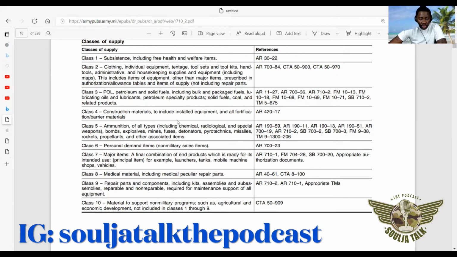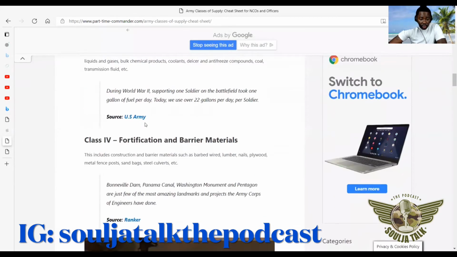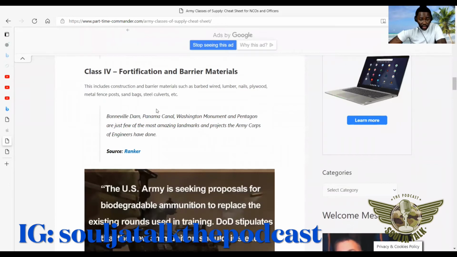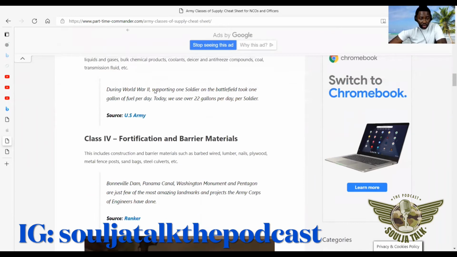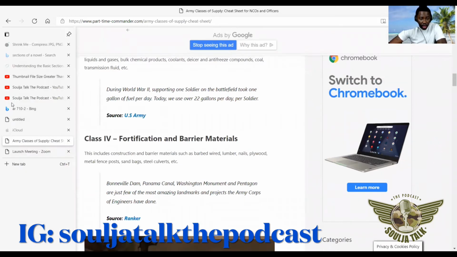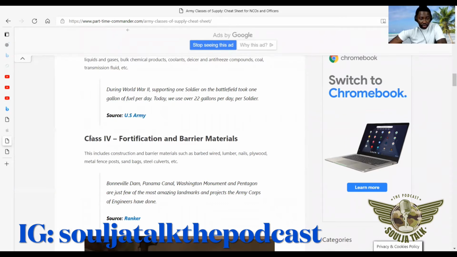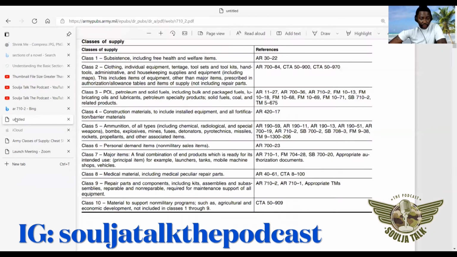Class 4 is going to be your construction materials, to include installed equipment and fortification and barrier materials. So class 4 is going to be stuff like barbed wire, lumber, nails, plywood, metal fence posts, sandbags, and stuff like that. To build barriers of any sort, that's going to be your class 4. So going to the field, if you need your barbed wire and stuff like that, that falls under class 4 supply.